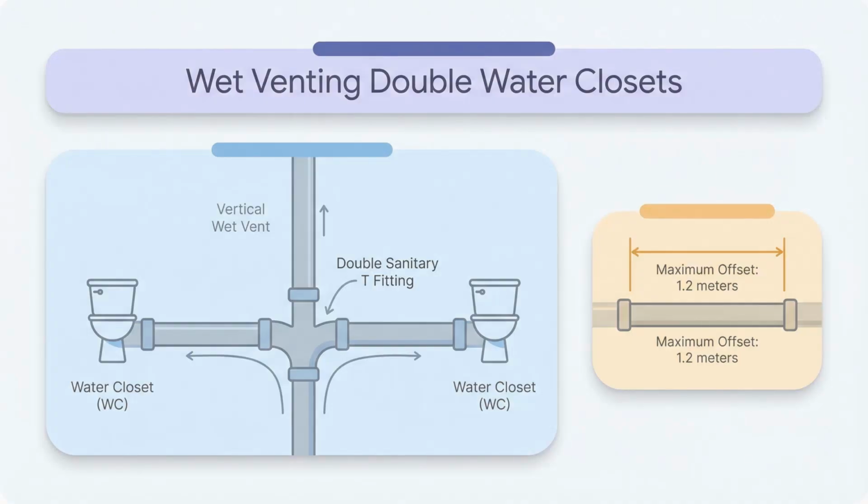If your design does include 2 water closets on a wet vent, they have to connect at the exact same level. You would use a double sanitary T fitting if the vent is vertical, or a double Y fitting if it's horizontal. The code also restricts horizontal offsets in the wet vent to maintain smooth airflow, limiting them to 1.2 meters for smaller pipes and 2.5 meters for pipes larger than NPS 2.